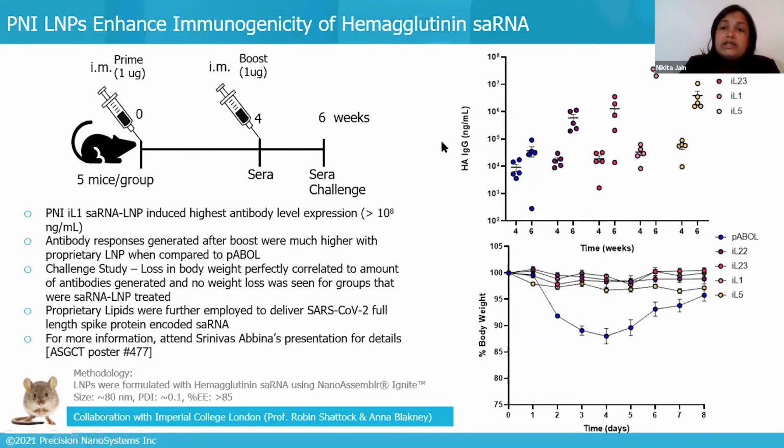When these groups were challenged at the 6th week, we saw that the mice groups that were able to generate a significant amount of antibody were really able to cope with the challenge study, and there was no loss in the body weight of the mice at all. However, in the cases where fewer antibodies developed, you could see significant loss of body weight. However, at the end, they were starting to recover. We also had some success with the SARS-CoV-2 vaccine, and I would recommend you attend Srinivas's presentation. His poster number is 477.